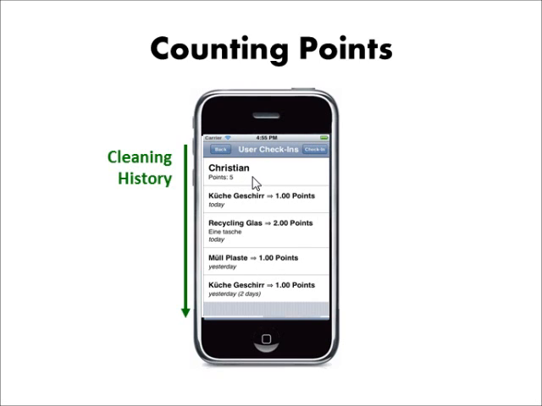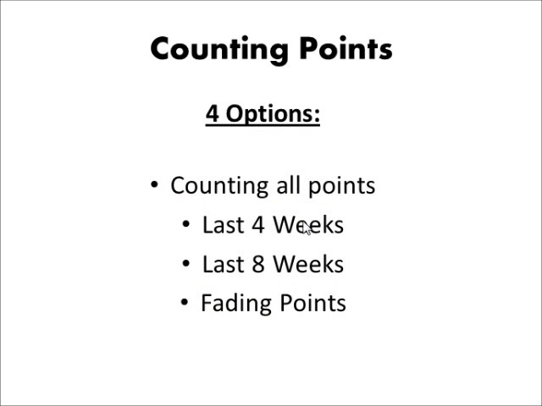And the score, the easiest way to get to the score would be to count all the points of all the tasks in the past. But there are more options to it. You can count, for example, just the last 4 weeks or the last 8 weeks. And there's this one option that we use as a default, which is fading points. Let me quickly show you what fading points are.